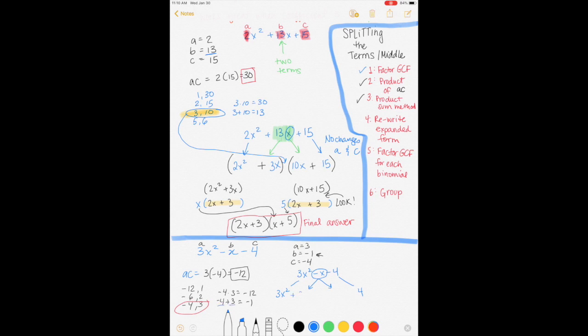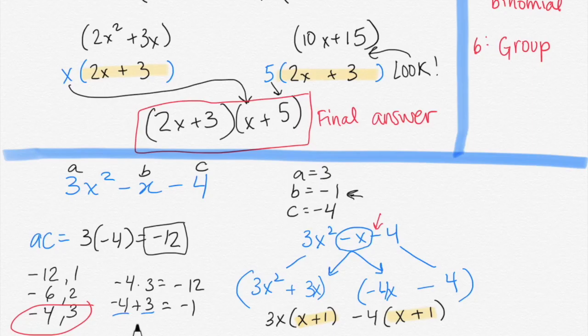Now I'm going to rewrite it in expanded form. Group it together. And then factor each greatest common factor from the binomial. Notice how my sign changes. This is the number one place kids make mistakes when dealing with negatives. My final answer here is x plus 1 and 3x minus 4.